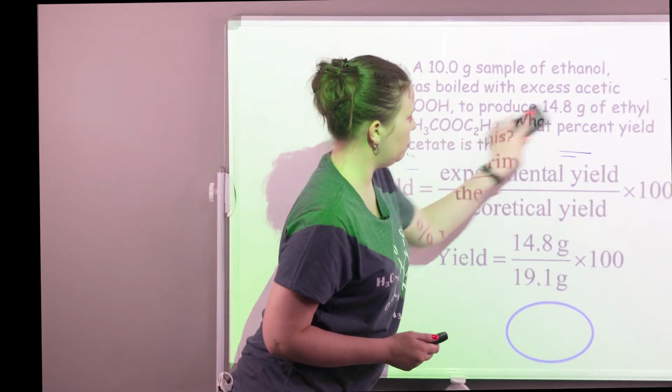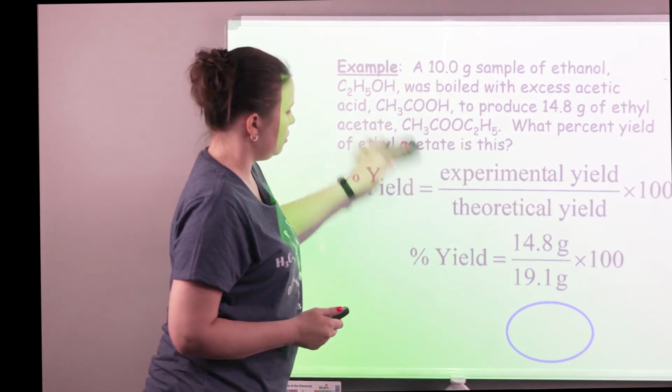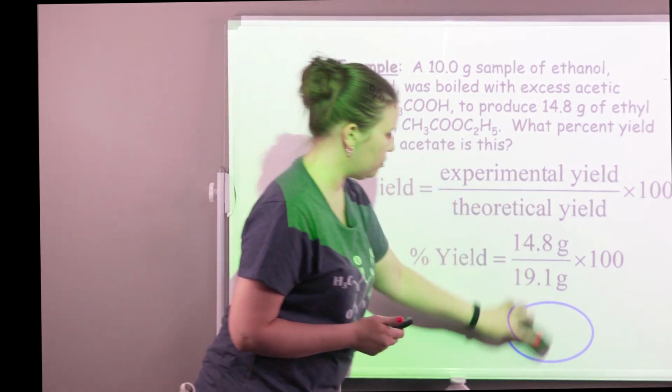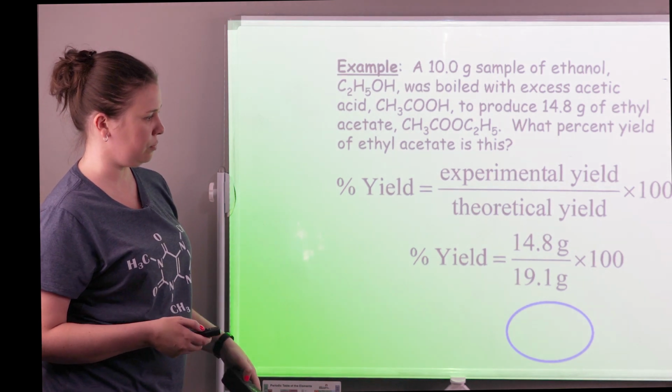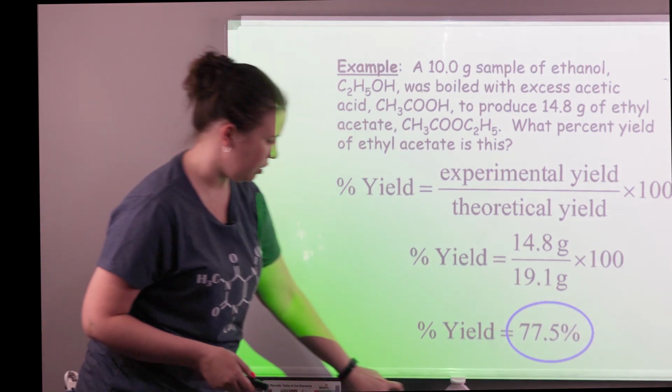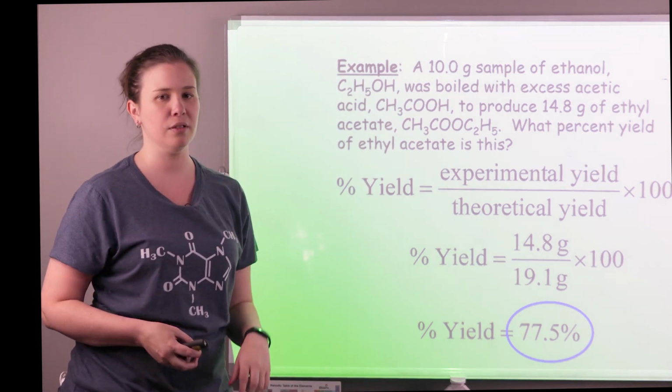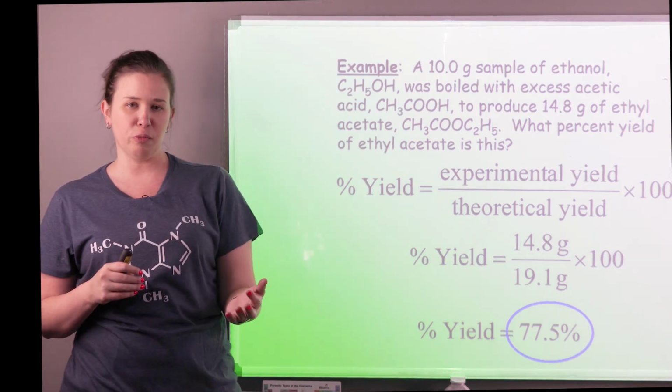So notice they called it experimental yield here. The idea is whatever you actually get from the experiment goes on top. So you got your 14.8 on top of your 19.1. And so we would get a percent yield of 77.5%. This is essentially the opposite of percent error.